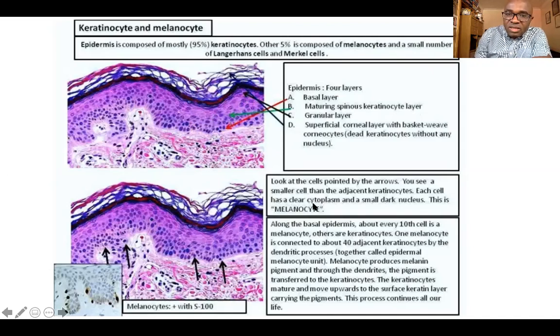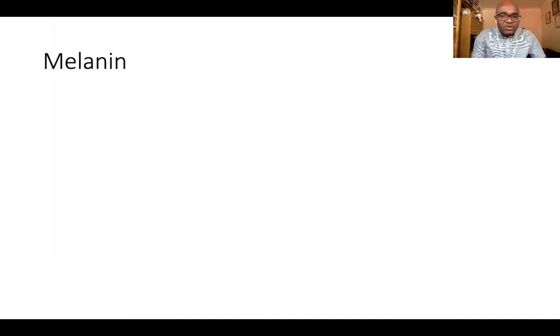So you can see that along the base, each melanocyte is connected to about 40 adjacent keratinocytes. So you have one melanocyte and you count another 40 adjacent keratinocytes, either just around the basal layer or even in the granular layer, as they attach themselves to them through their dendritic processes that I showed you in a previous image. Okay, just a little bit of background of that, but let's go straight to dermoscopy.